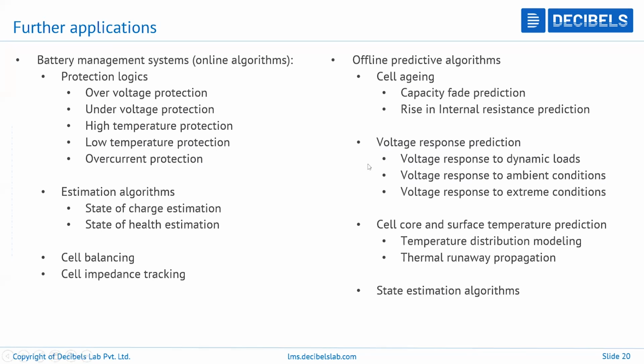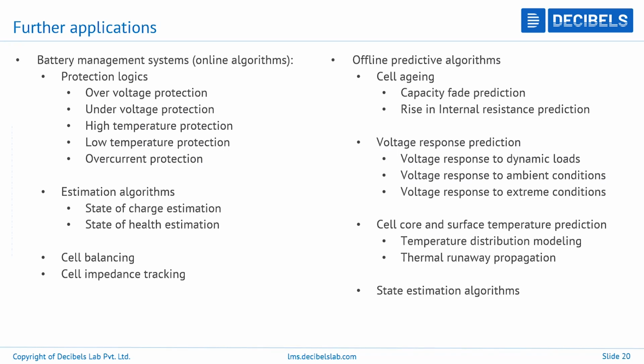Apart from that, we have many offline predictive algorithms, basically where we can predict cell aging. If you have a set of data, some parameters obtained by the cell testing equipment, such as your voltage degradation, your capacity and energy degradation, then we can go for capacity fade prediction with the past data that we have obtained, and rise in internal resistance. We can predict all of this along with voltage response to dynamic loads, ambient load conditions, and extreme conditions where we are subjecting the cell to 100 degrees, 120 degrees, and then trying to establish a model which will predict your thermal runaway propagation.